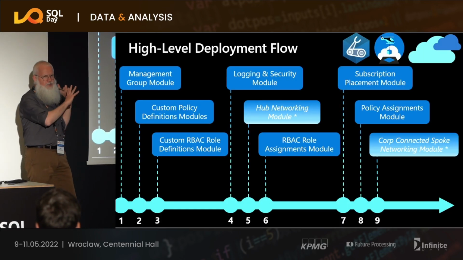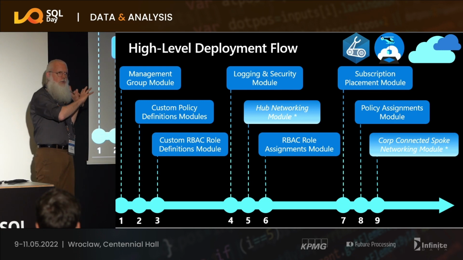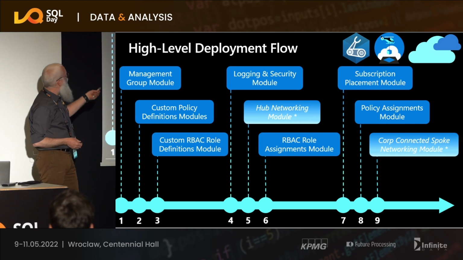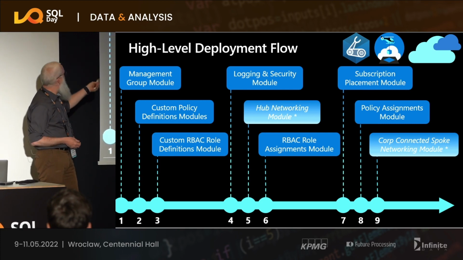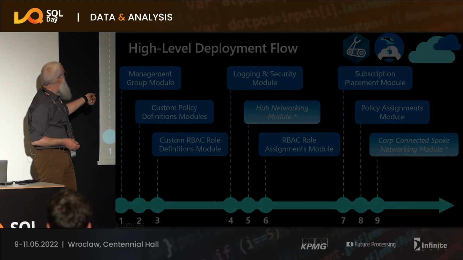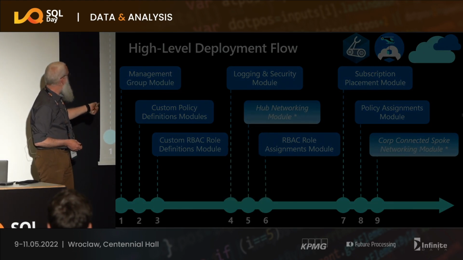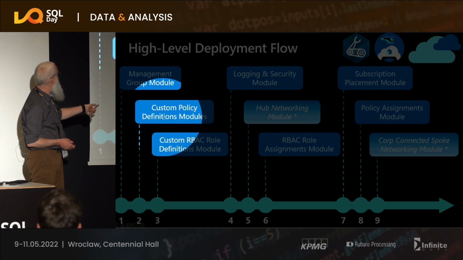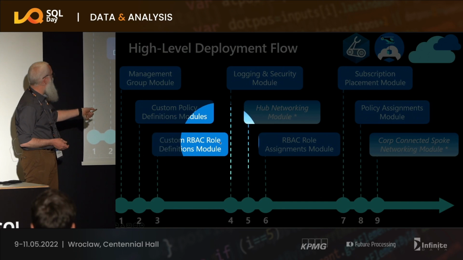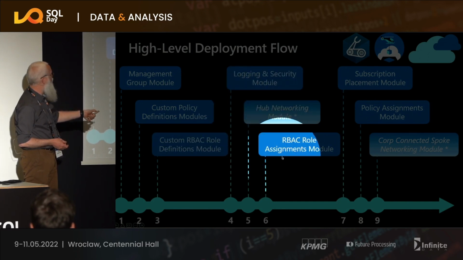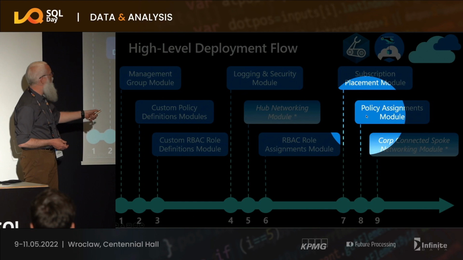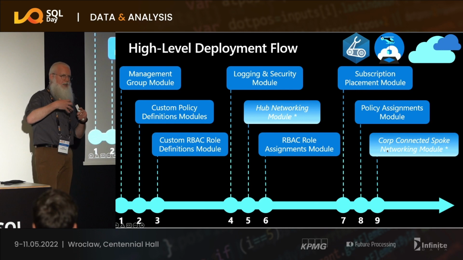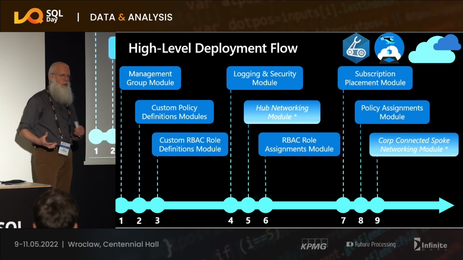So this is just an example of how a deployment pipeline with modules and libraries in Bicep can look like. And this is again from a landing zone perspective. Let's see if we can get it working. Oh yeah, it's a bit there. So you start off by rolling out your management group modules, custom policies, RBAC roles, then logging and security, hub networking, RBAC roles, subscription placement, policy assignments, and so forth. And again, all these are modules, so you can pick and choose which one you want.